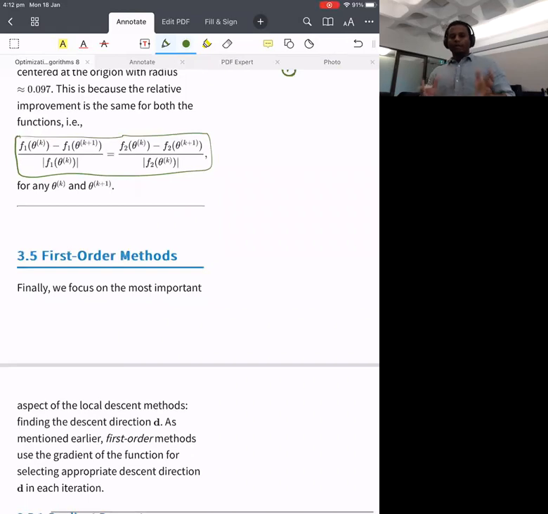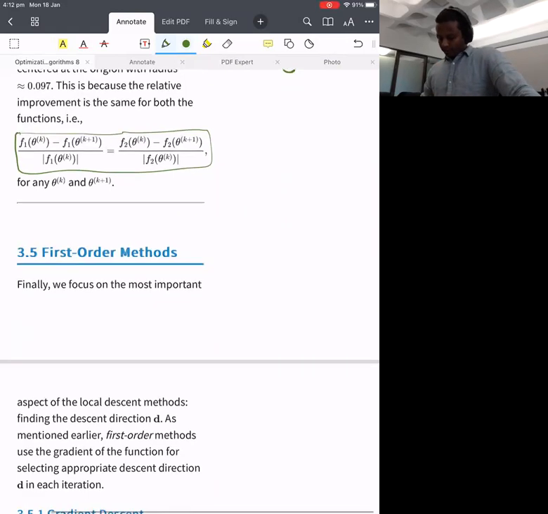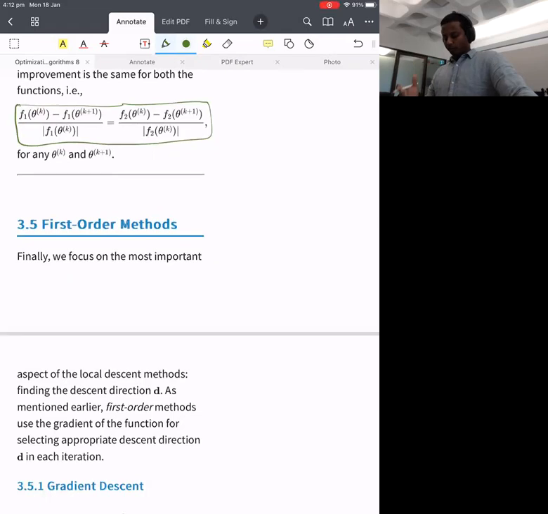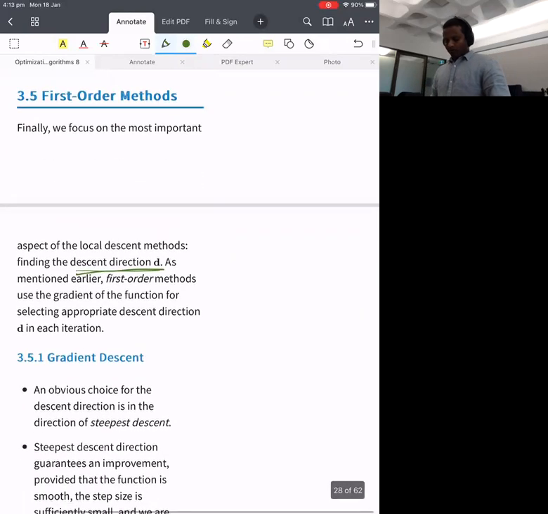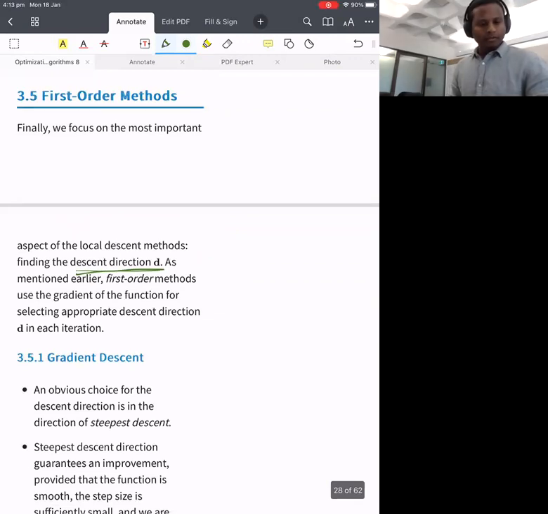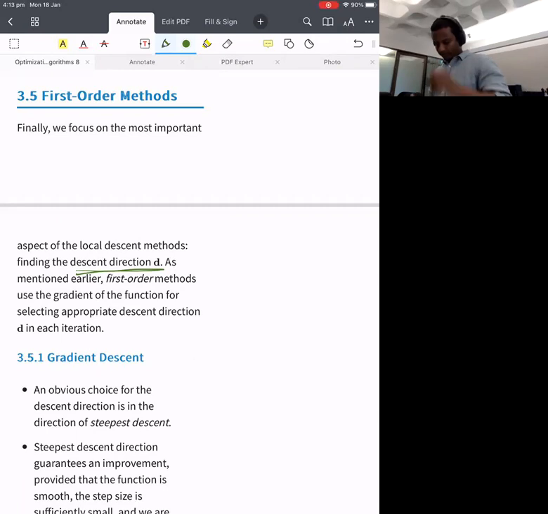That is about termination conditions. Let's look at the most important part of this chapter, first order methods. That is finding the direction D. Any questions on termination conditions? Please go ahead and post your question if you have anything.